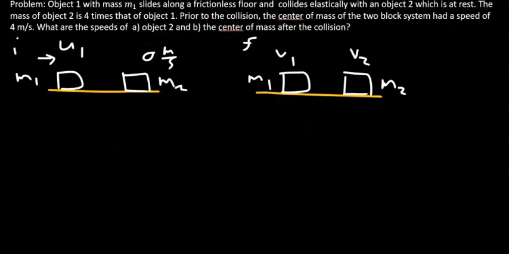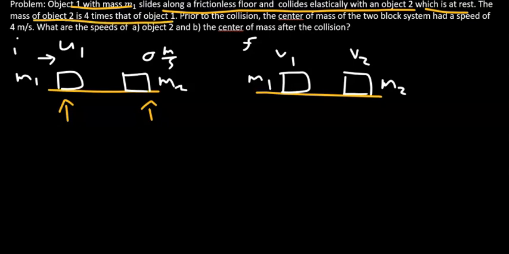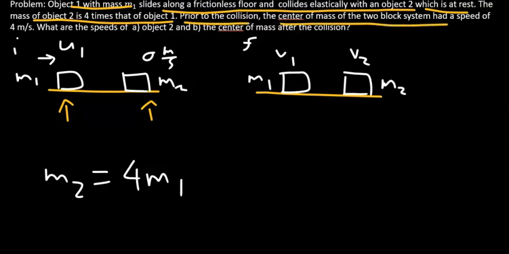Problem 3. Object 1 with mass m1, that is this, slides along a frictionless floor and collides elastically with object 2, that is this, which is at rest. So the speed of object 2 is 0 meters per second. The mass of object 2 is 4 times that of object 1, so m2 is 4 times m1. Prior to collision, the center of mass of the two-block system had a speed of 4 meters per second.